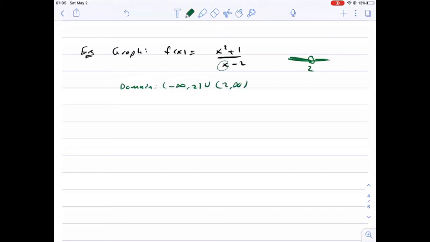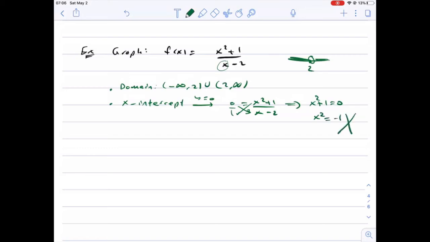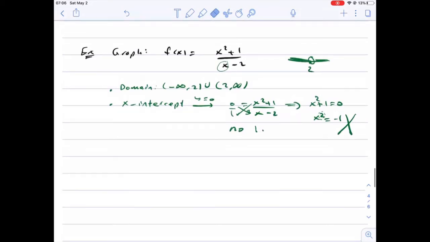And then we find the x-intercept by setting y equals 0, and that means 0 equals x squared plus 1 over x minus 2, and then cross multiply, you get x squared plus 1 equals 0, and that means x squared equals negative 1, and that's impossible. You can't have a value whose square is negative, so there are no x-intercepts.